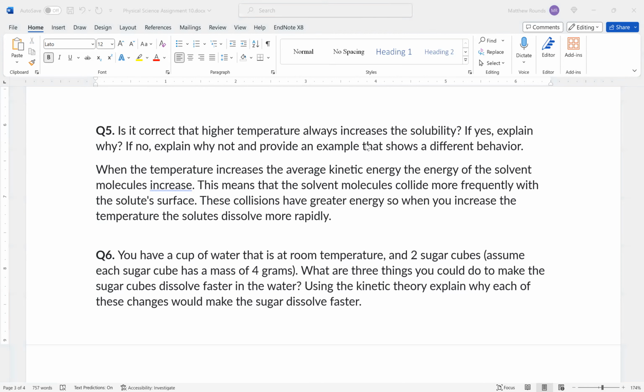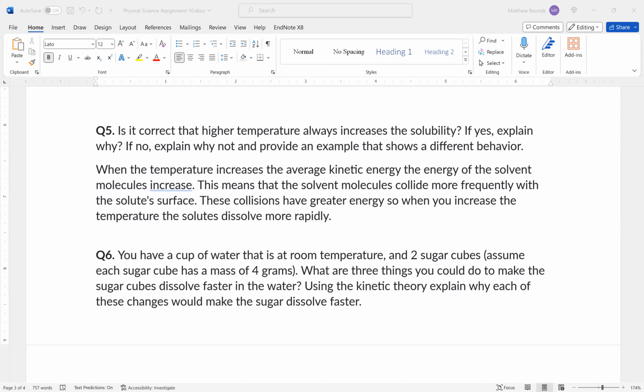It says you have a cup of water that is at room temperature and 2 sugar cubes. Assume that each cube has a mass of 4 grams. What are 3 things you could do to make the sugar cubes dissolve faster in the water? Using the kinetic theory, explain why each of these changes make the sugar dissolve faster.